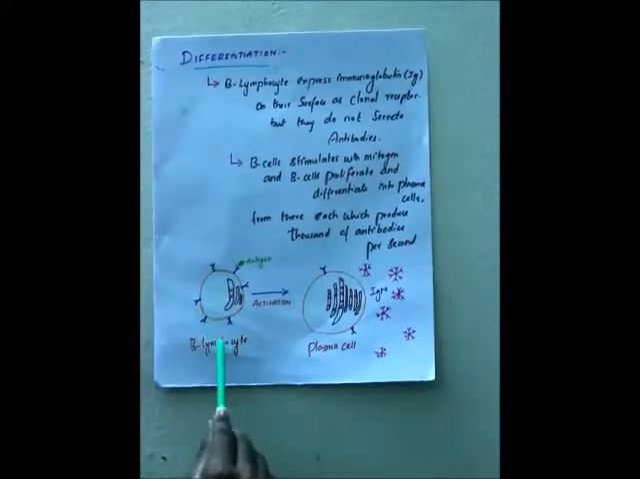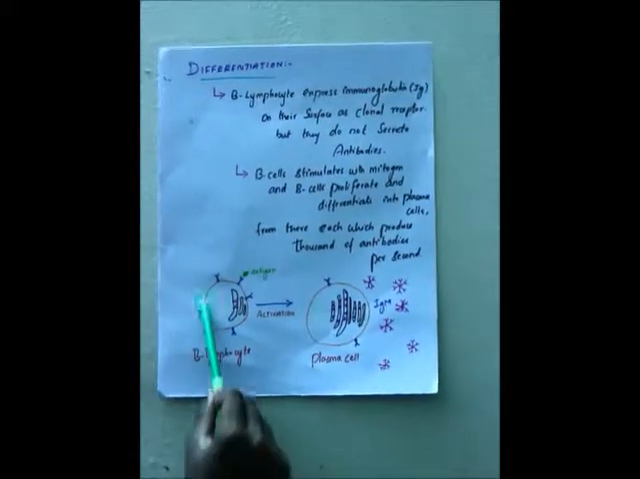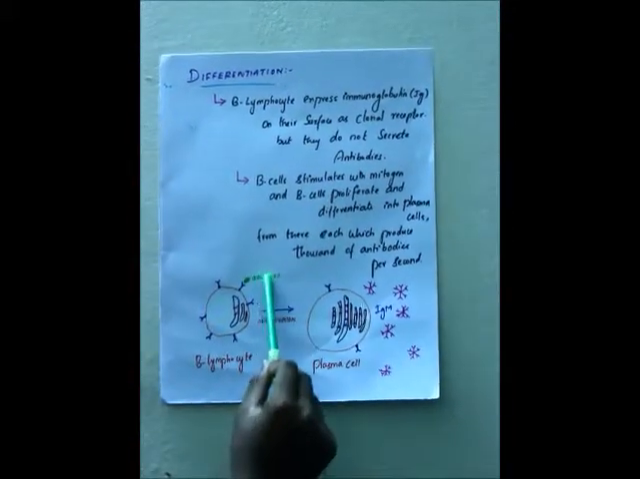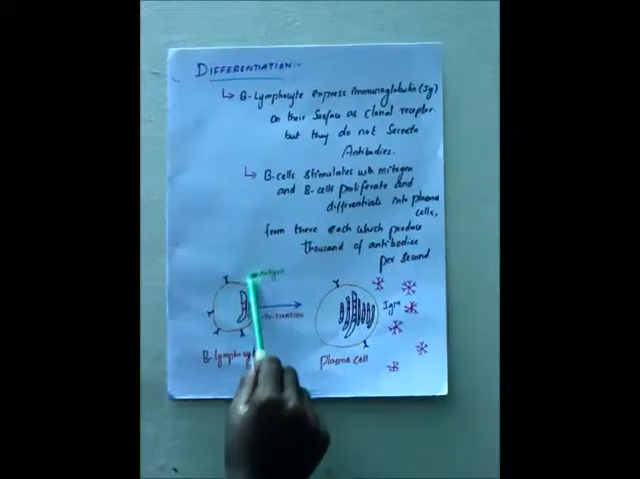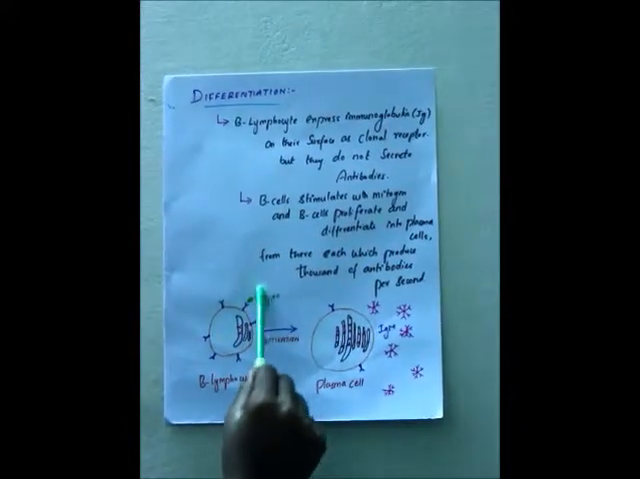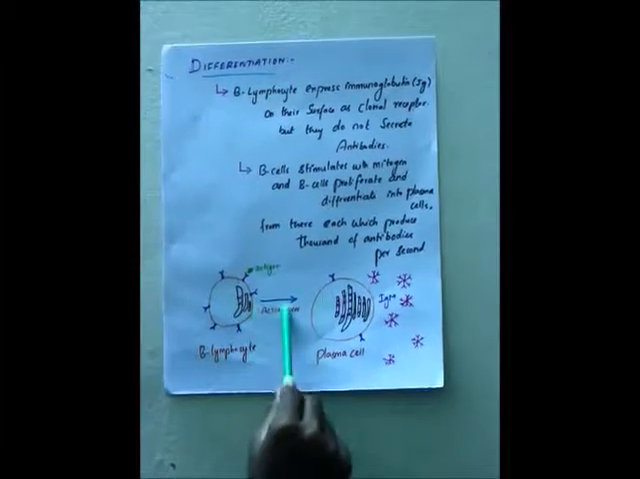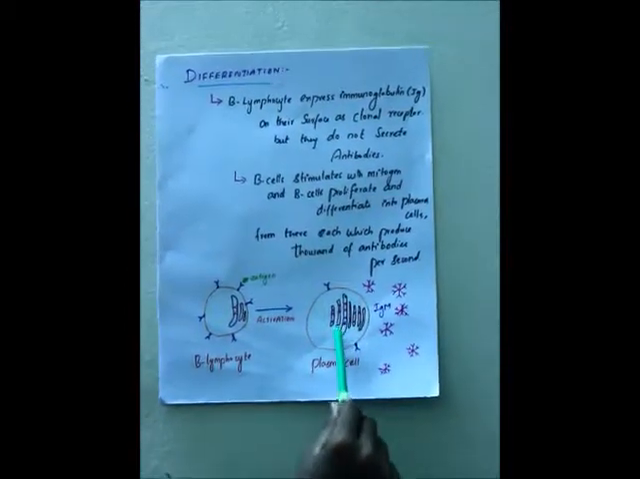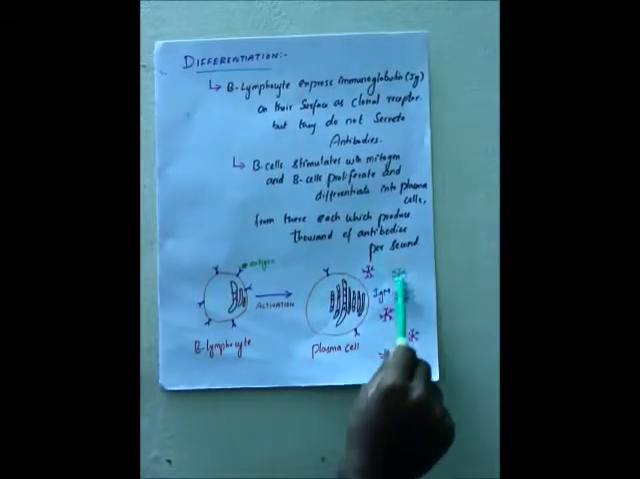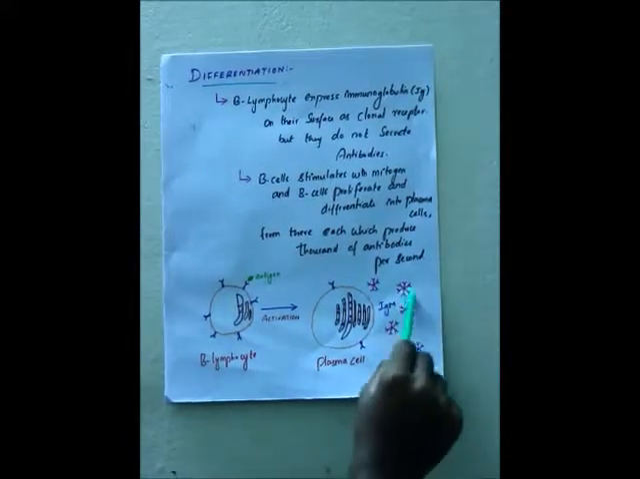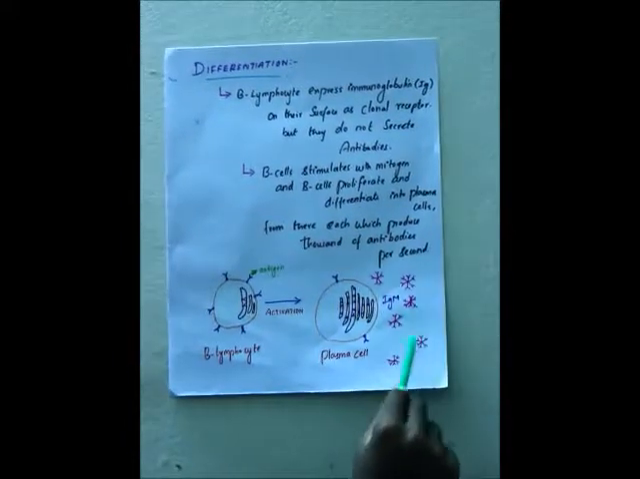And we are seeing this diagram, in which this is a B lymphocyte, and the antigens are foreign bodies which get inside this B lymphocyte, which is activated to form plasma cells, and from these plasma cells thousands of antibodies are produced.